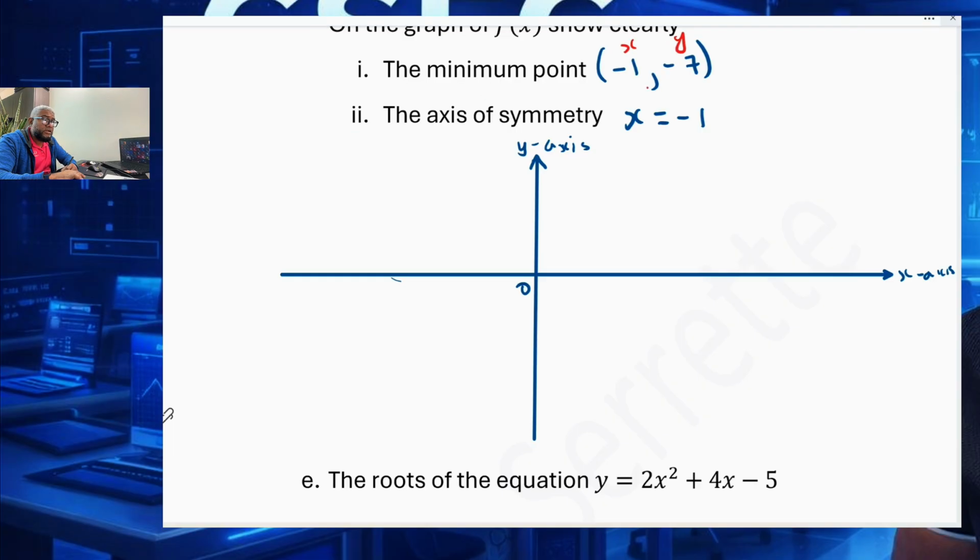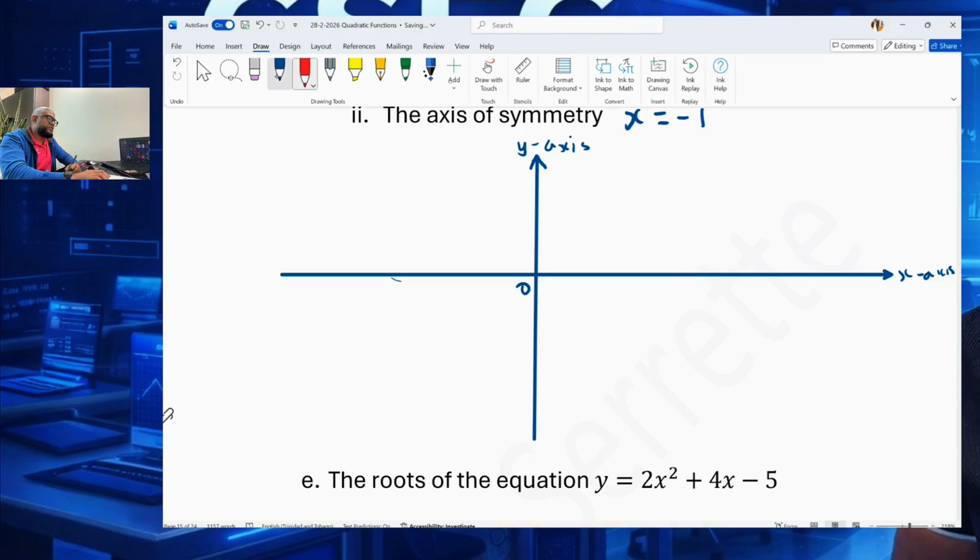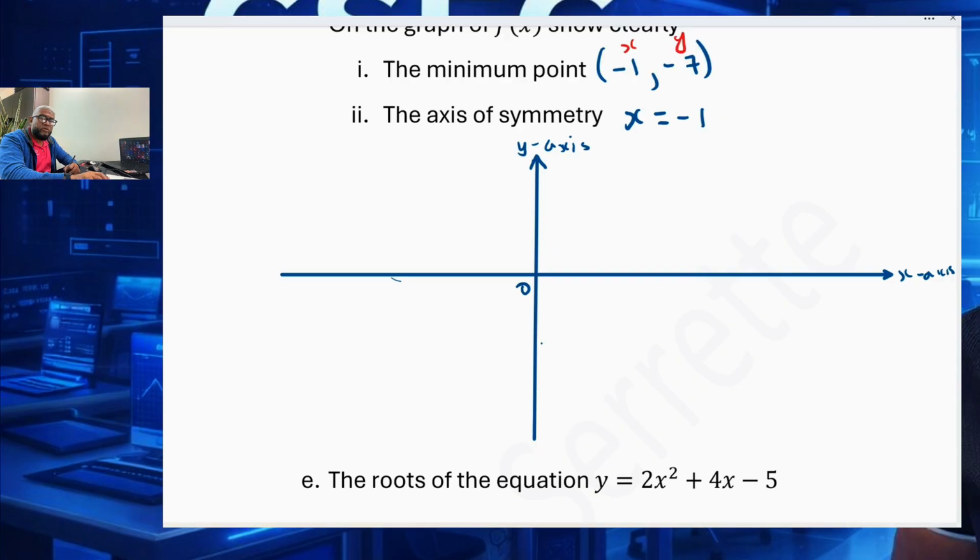Everybody good there? Let's work. So this would now be negative 1. What is negative 1 here? And it's going to be here? Yeah. Negative 7 will be somewhere quite down here. Cool?